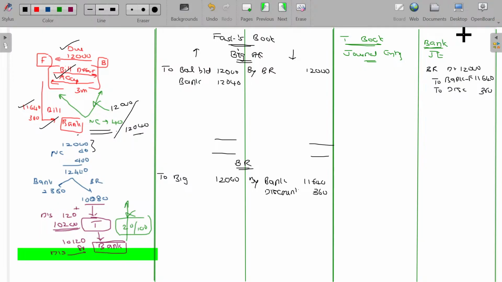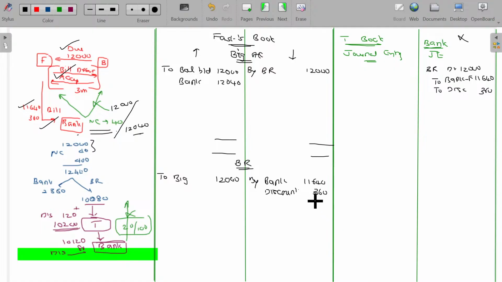Actually, in the case of the bank account, I don't pass the journal entry. For foundation, you can skip this one. For inter, of course, you try to understand this along with the solution I have given here in the text. Right. So 12,000 was the original balance. For that, I received BR, cancelled. Later, we came to know that BR is not honored properly. Again, the balance arises in the bank account, 12,040.